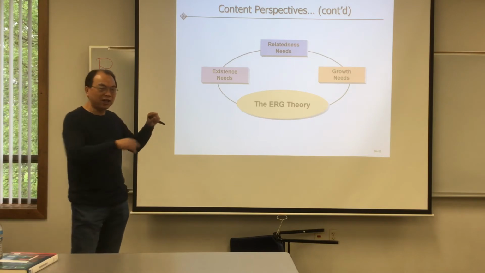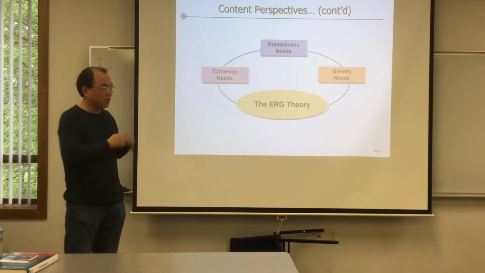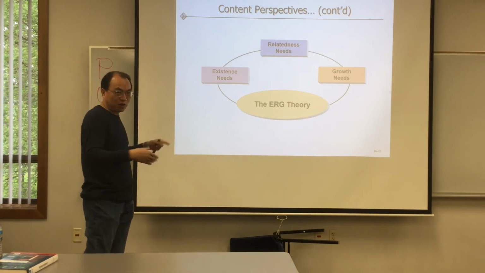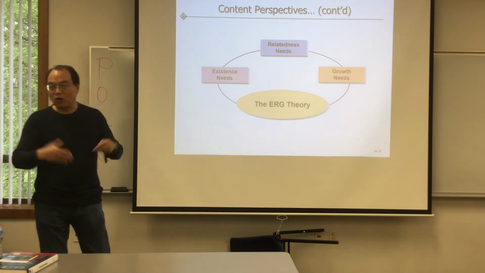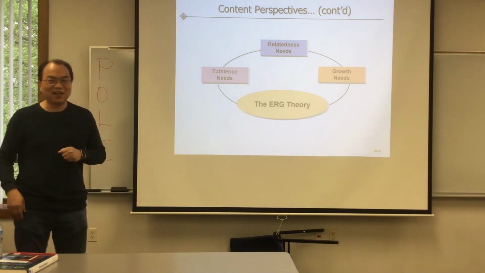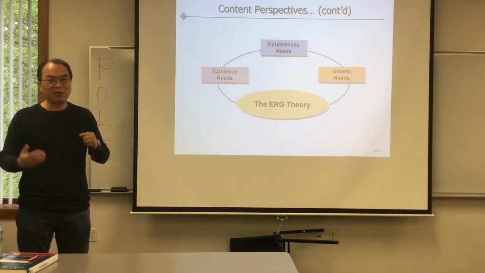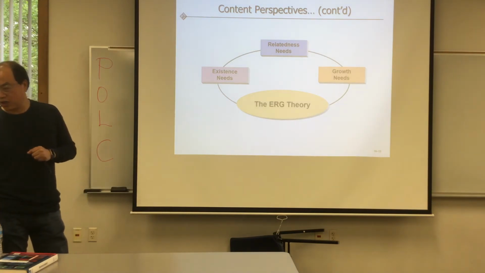But remember, here it's not a pyramid. This is a circle. It's a sphere. It means all needs could be equal, okay? And they make it more simple, right? Now only three, okay? Not five as under Maslow.